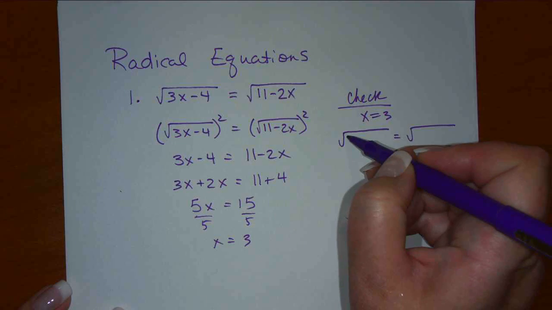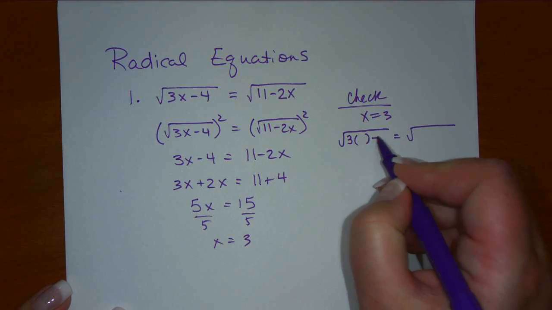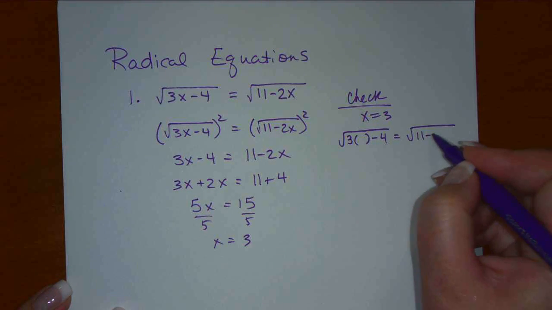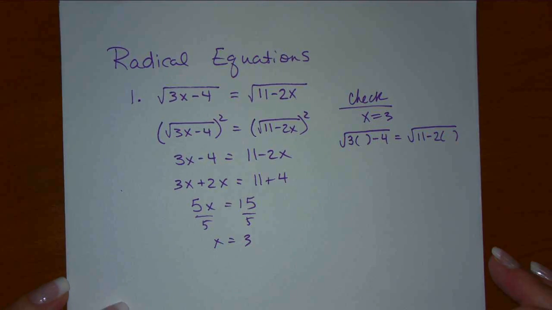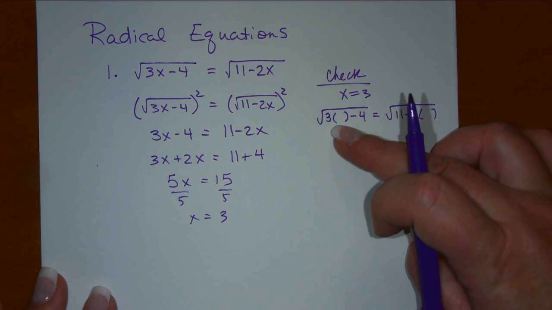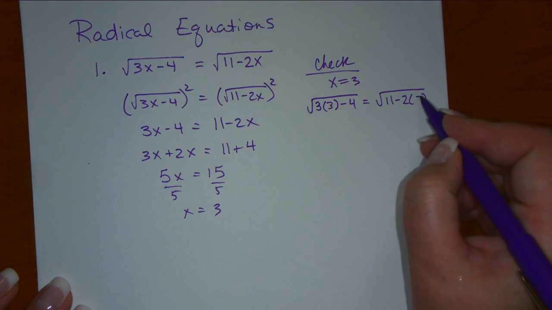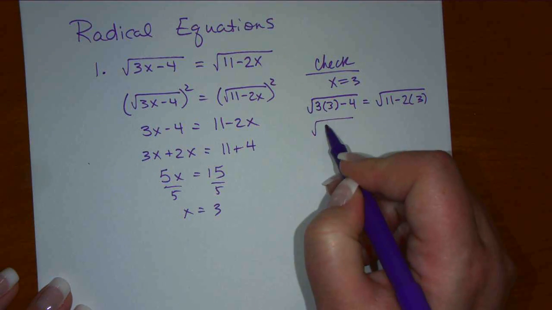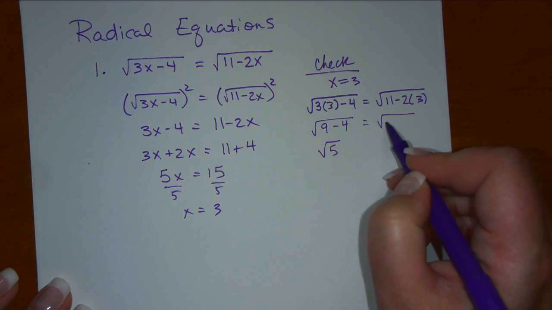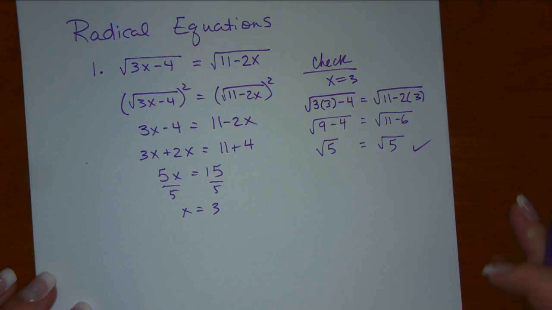So in the original equation, we have 3x minus 4. So 3, remember I said remove the x, put a bracket, and then in the bracket, put whatever your answer is. So we're going to plug 3 in here, and I think it's going to work. This will give us 9 minus 4 is 5. This one gives us 11 minus 6 is 5. So they work. Both sides are equal.